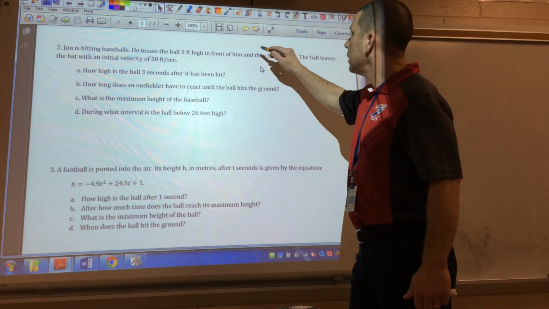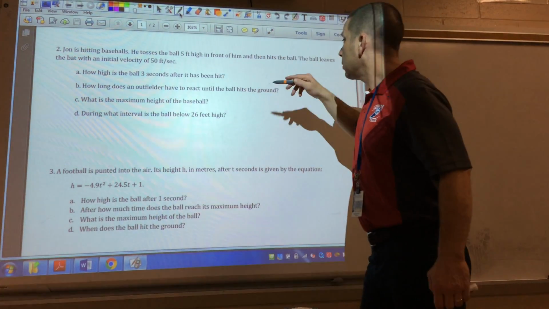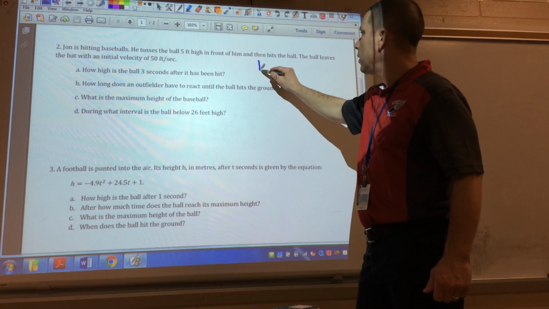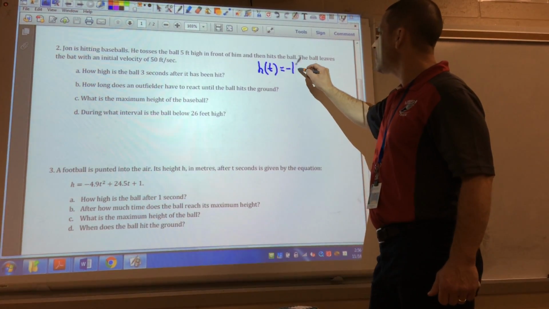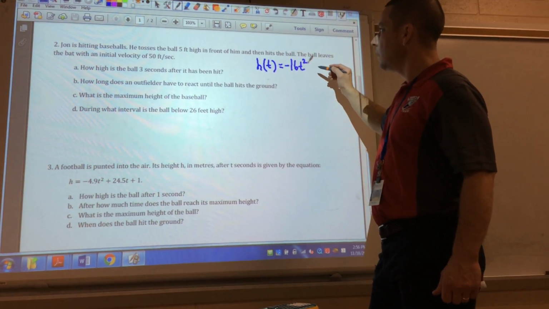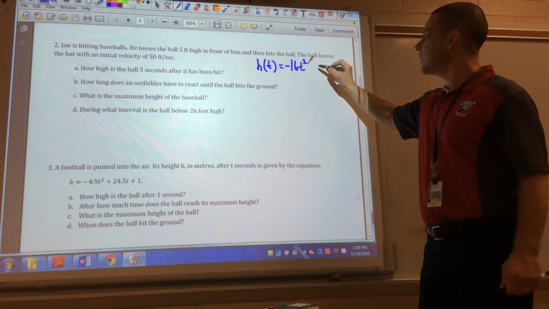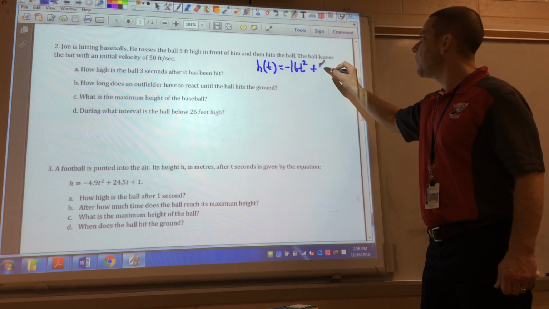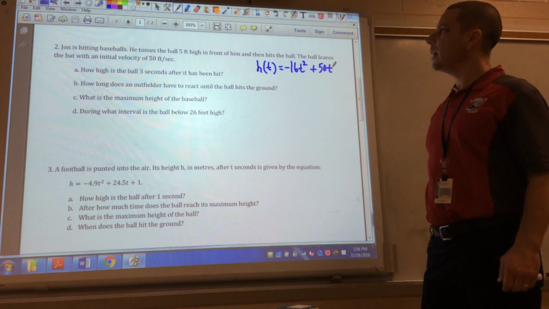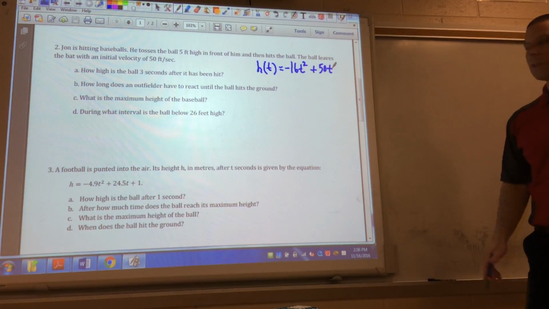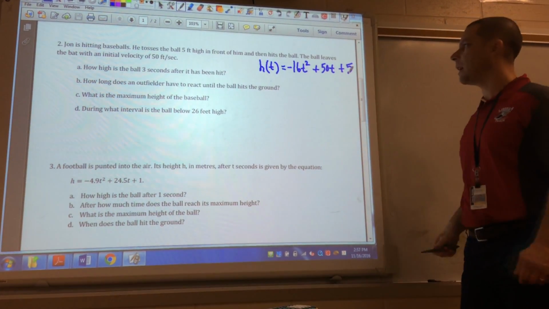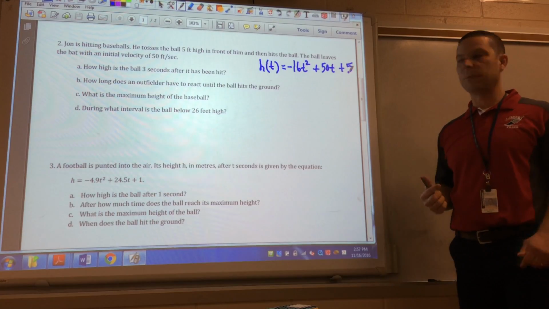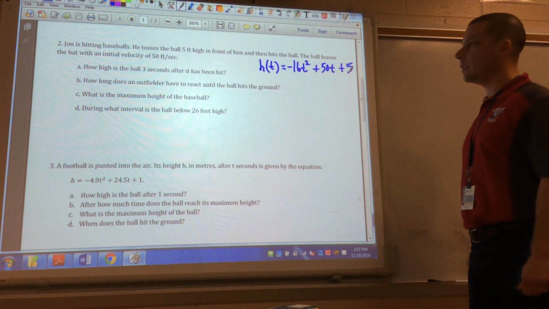So we'll use the vertical motion model that we've gotten before. h of t will be equal to negative 16t squared plus, what's the initial velocity? 50. So we have 50t, and what is the initial height on this one? 5 feet. Plus 5. So that's the equation we've got to have. And if we can't come up with that, then it's going to be difficult to get any of this stuff.